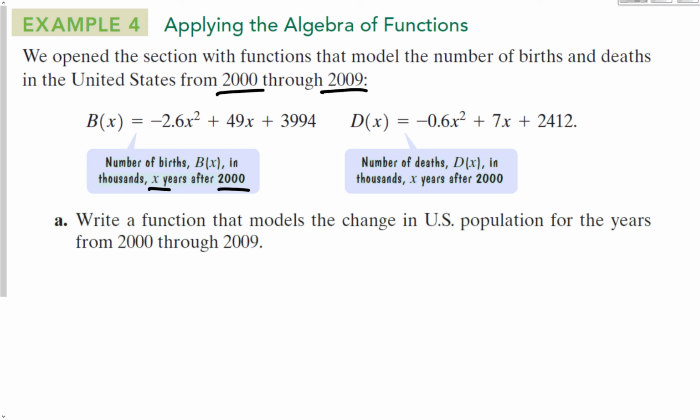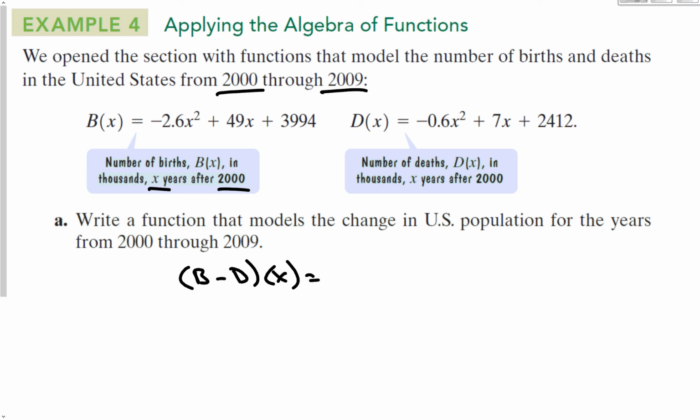Okay? So pretty simple to get a handle on that. Okay? So write a function that models the change of U.S. population. So if I want to know the change of population, well, that would be a subtraction. Right? If I take the number of people that are born minus the number of people that die, I now have a function that models both.